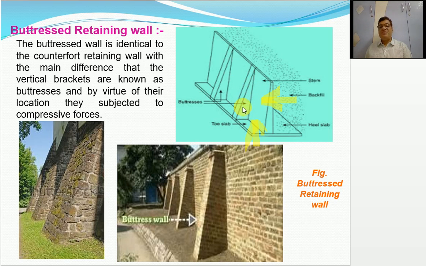Okay, well, here now these buttresses act as supports for the stem wall and for the toe slab. In counterfort retaining wall, it acts as support for heel slab and stem wall. Now here it is for stem wall and toe slab. Okay, so this is the last type of retaining wall, buttress retaining wall. Now all these four types, according to the requirement, according to the site condition, according to availability of the material, we have to decide type of the retaining wall.